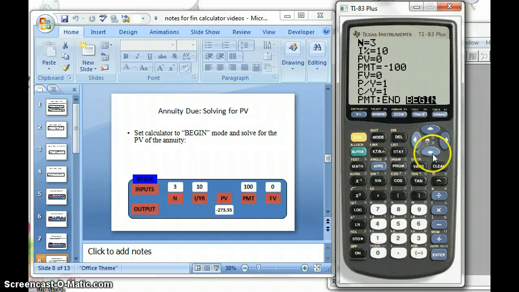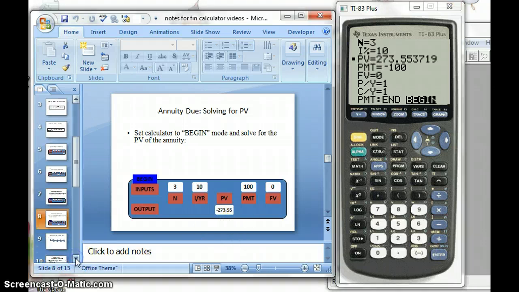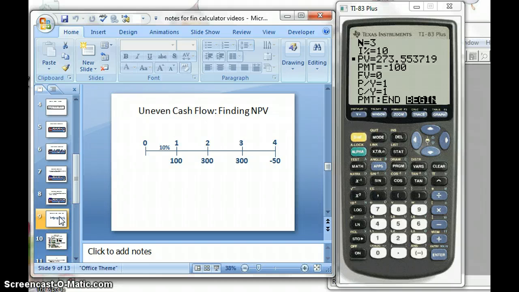Well, we'll just change this to 0 and go back to the present value alpha solve. So far, pretty simple. Now, this is to use all these 5 buttons, or 4 of the 5 buttons, to solve for the missing variable. And now remember, we also talk about the uneven cash flows. How do we get the present value of this series or string of uneven cash flows?